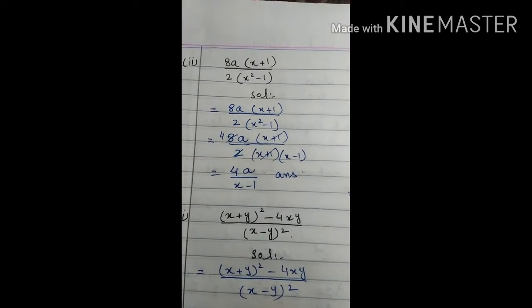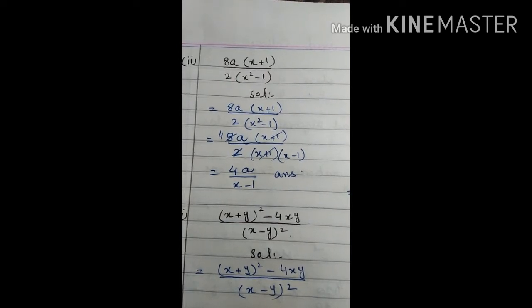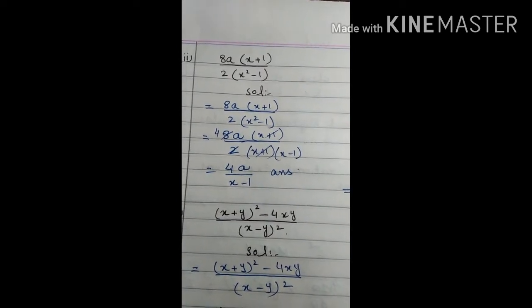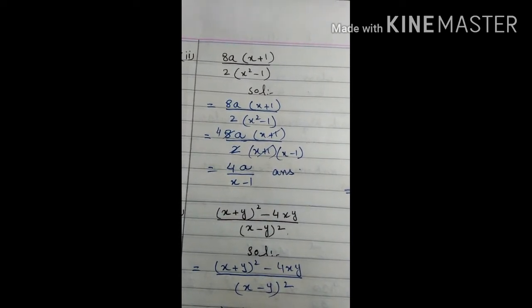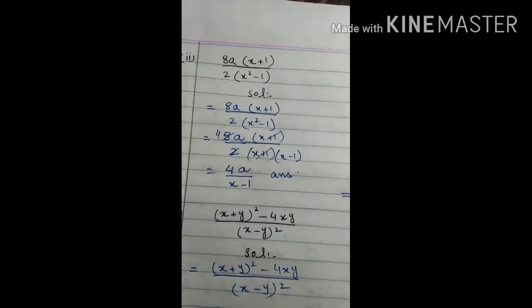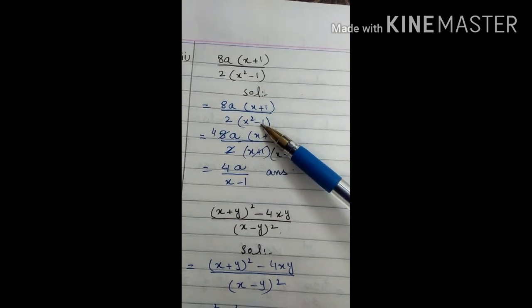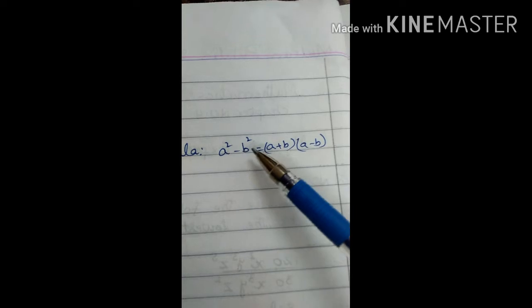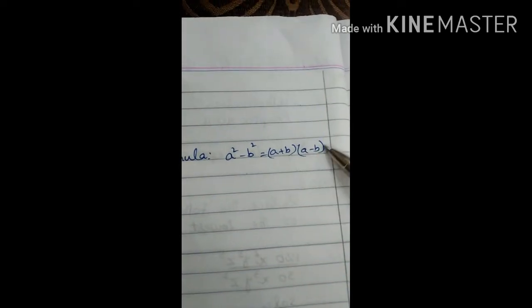Part 2 of question number 3 is 8a x plus 1 over 2x square minus 1. Similarly, 8 over 2, constant values can be divided. 2 fours are 8. Now in the denominator we have x square minus 1. You know the formula a square minus b square is equal to a plus b times a minus b.